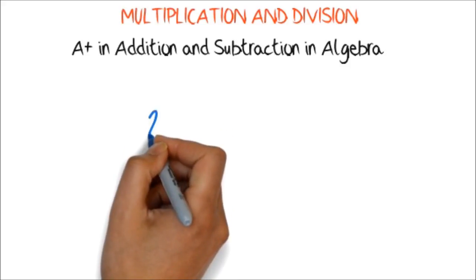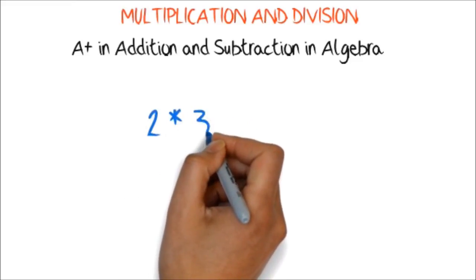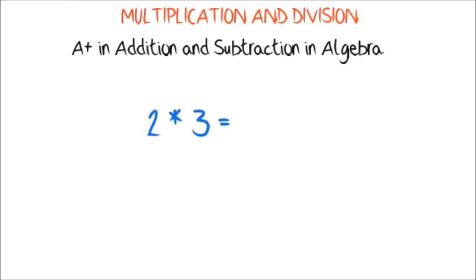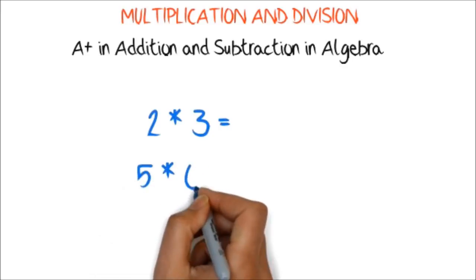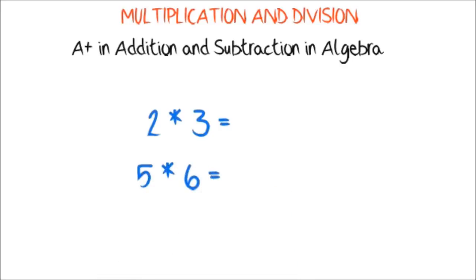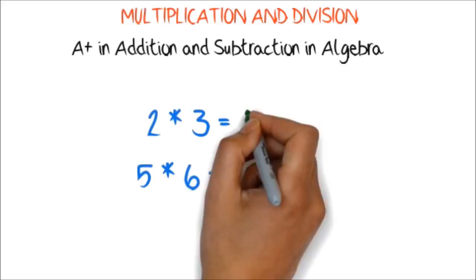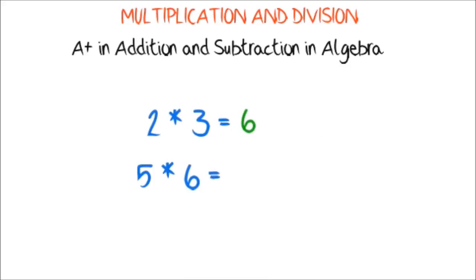What is 2 times 3? What is 5 times 6? If you had 6 and 30, we are good to go. If you are not good at multiplication, you can either learn them later by memorizing the multiplication table or deriving it, or watching our videos on math tricks for multiplication.